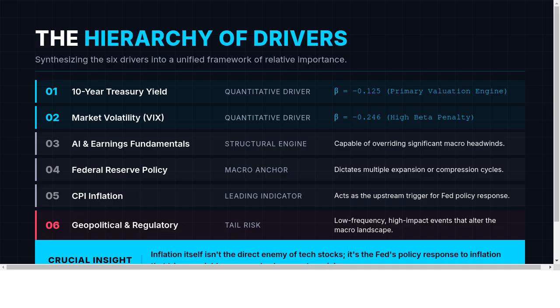Below them, AI and earnings fundamentals act as the structural growth engine, while Federal Reserve policy and CPI inflation serve as critical macro and leading indicators. Geopolitical and regulatory factors, while less predictable, represent potent tail risks. This hierarchy underscores a crucial insight. Inflation itself isn't the direct enemy of tech stocks. It's the Fed's policy response to inflation that triggers yield surges and subsequent repricing. This framework provides a robust lens through which to view future market movements, which we'll explore in our 12-month outlook.